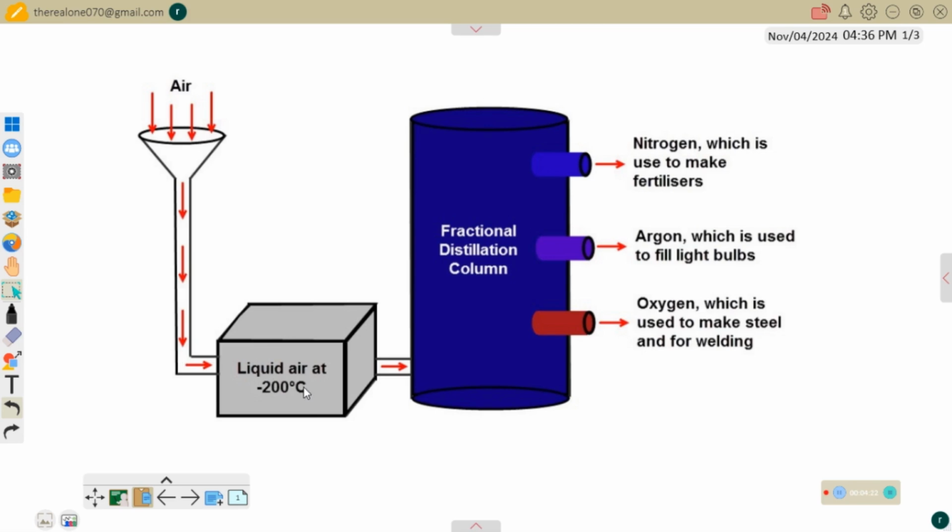At this point, air will be turned to liquid. Then the liquid will be passed to the fractionating column, where it will be heated and start boiling. The gases will be collected separately. When each one of them reaches its boiling point, it will move out and be converted to the vapor of the gas. Here we have nitrogen first, followed by argon, and followed by oxygen, according to their difference in boiling points.